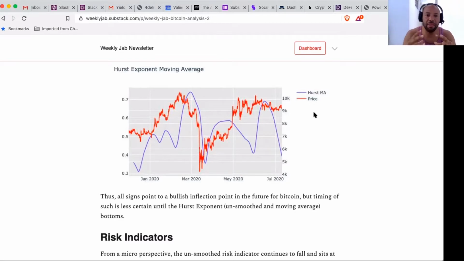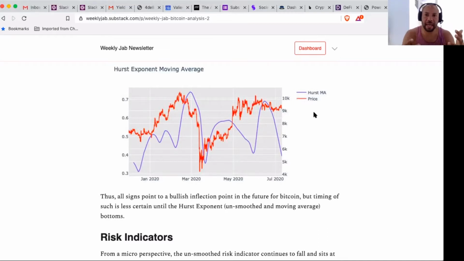So again, using a moving average, it's telling the same exact signal that the unsmooth Hurst exponent is telling, that we're getting very, very close to a buying inflection point, but it's not quite there yet. And the moving average just does that in a little bit more of a smooth way, given it has not fallen beneath 0.35 just yet.